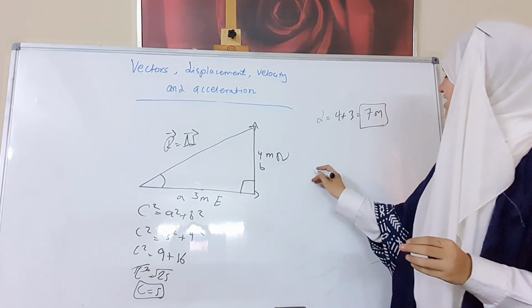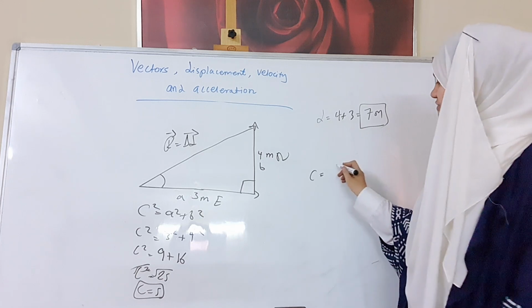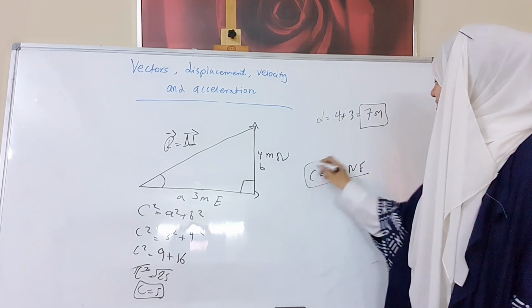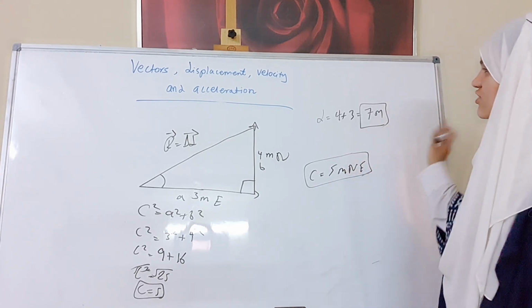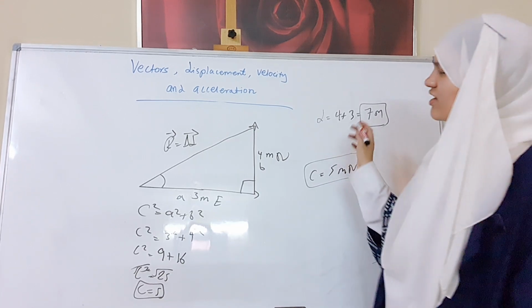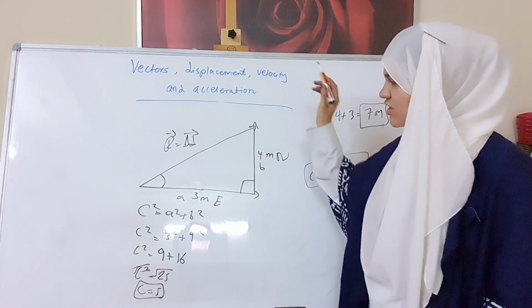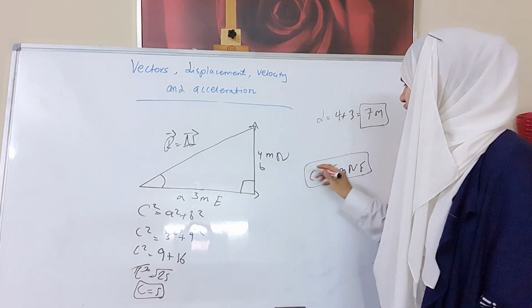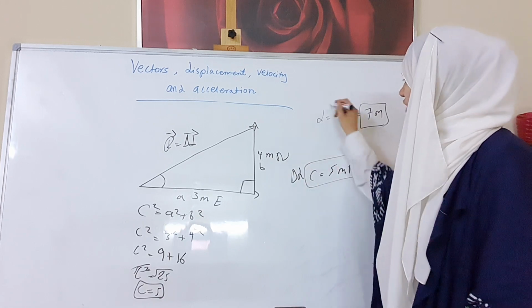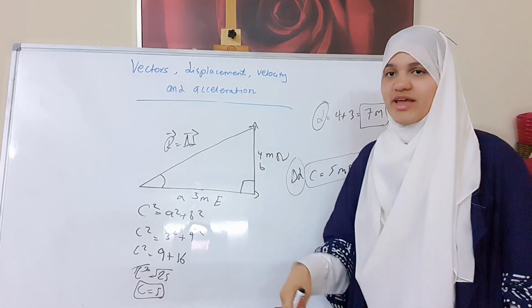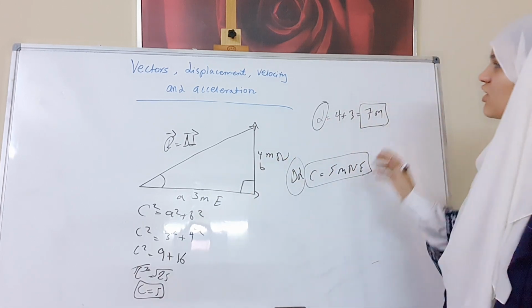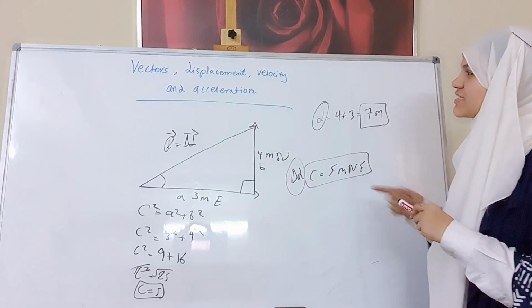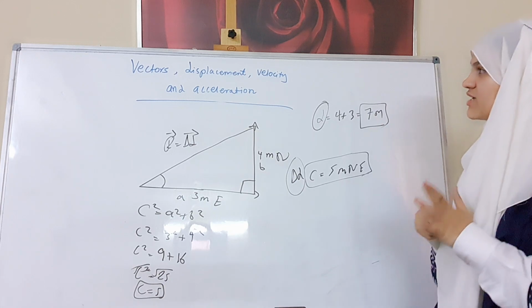But anyway, c is equal to 5 meters northeast. And then what we have is finding the angle, though there's no need, because we already found the change of displacement and the distance. But if you want to find the angle, it will be the same thing. So that was for displacement, velocity, distance, speed, and also vectors.